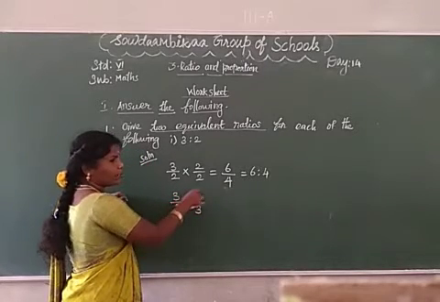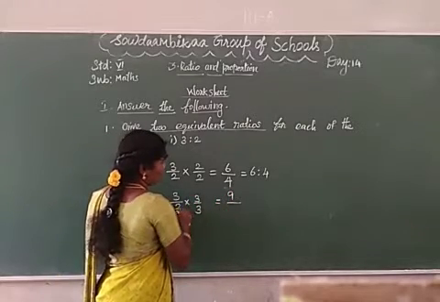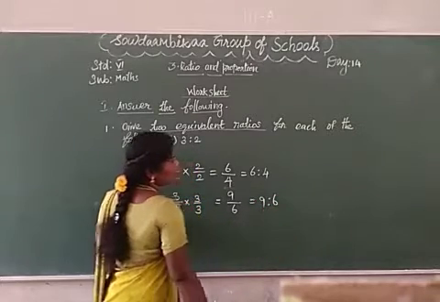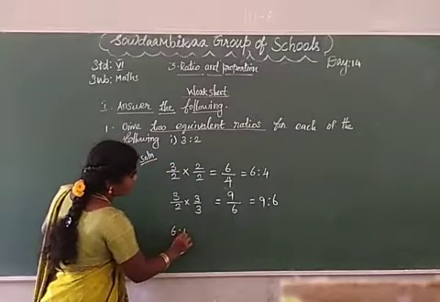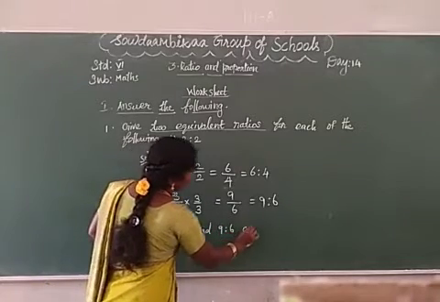Next step, 3 table. Both numerator and denominator multiply by 3. 3 3s are 9, 2 3s are 6. The ratio is 9:6. So 6:4 and 9:6 are equivalent ratios.